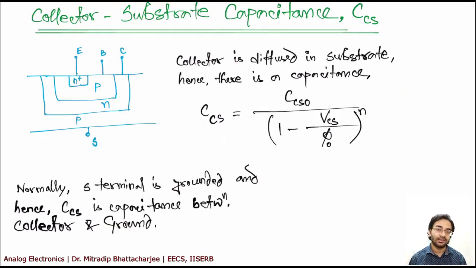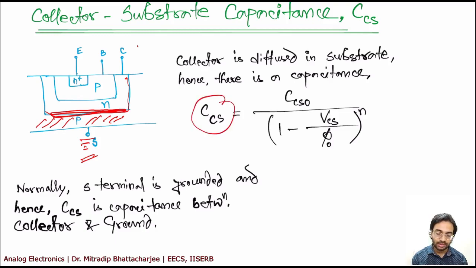Now you have collector and substrate. So you have a substrate terminal as well. We generally keep that terminal grounded. But if you look at it from the fabrication point of view, you'll find that this collector and this substrate have a junction, right? Now this junction will also give you some capacitance. This is always in reverse bias because this is grounded, right? So these capacitances are calculated based on the potential at C and substrate. So this is again a reverse bias diode.